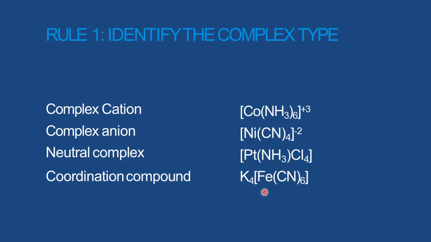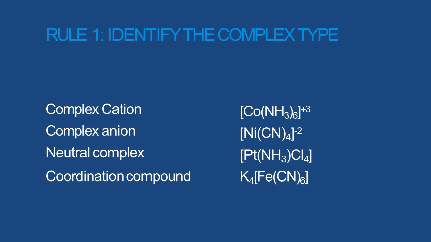In the first example, hexaamine cobalt, we have a charge of +3. So this is a complex cation. In the second example, it is tetracyanonickelate and it has a charge of -2. So it is a complex anion. In the neutral complex, the overall charge is 0, so it is a neutral complex. But in a coordination compound, we have a cation which balances the anionic part.